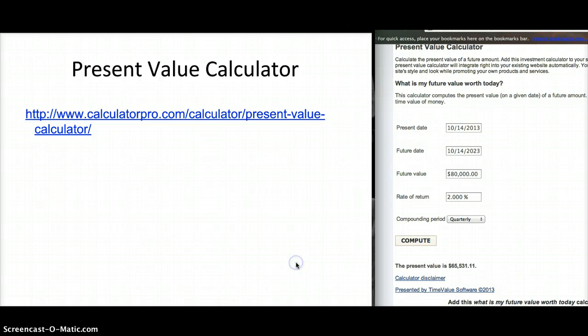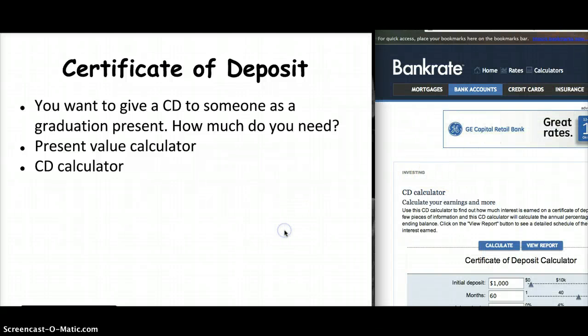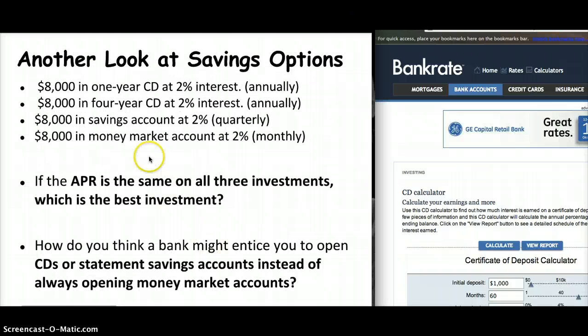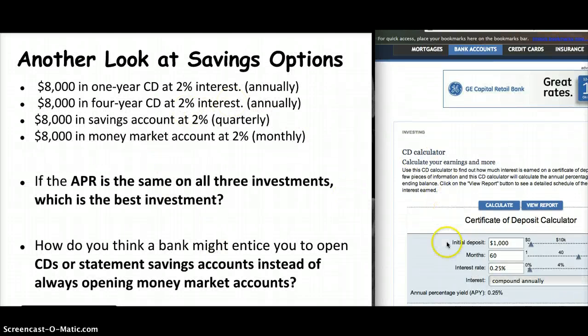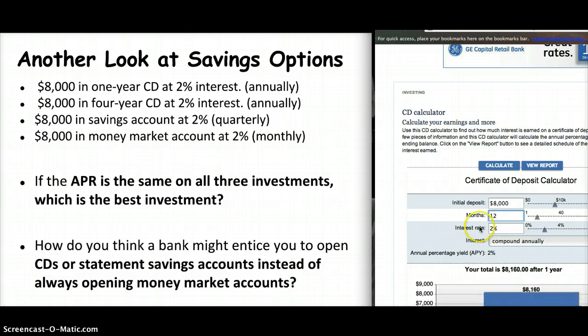Now, a certificate of deposit is where you put money in the bank, and it's going to guarantee you a certain percentage over time. So, CD calculator, I think I have it on the screen. Nope. Well, if you have $8,000 at 2%, and you're going to do it annually, that's 12 months. What do you have?